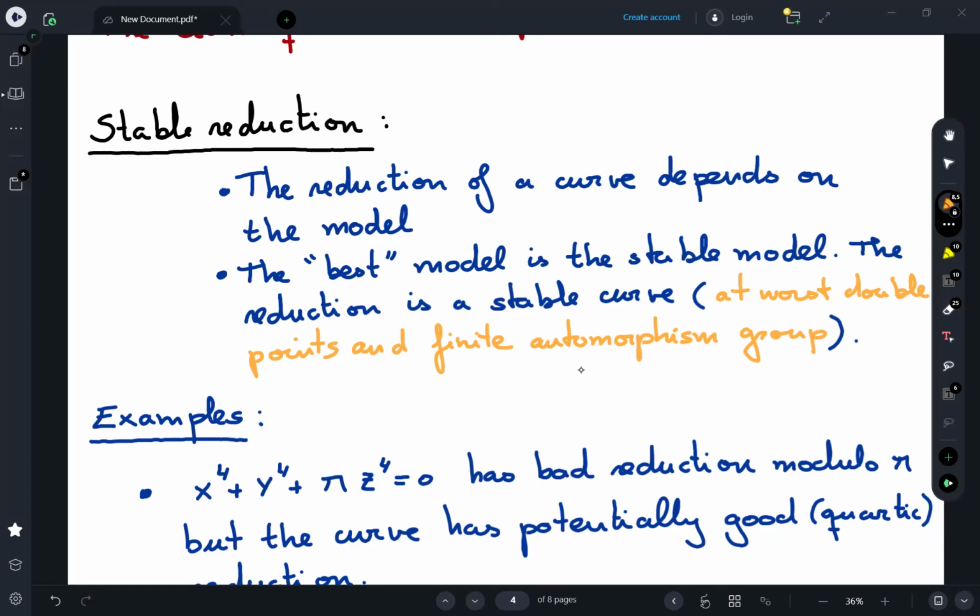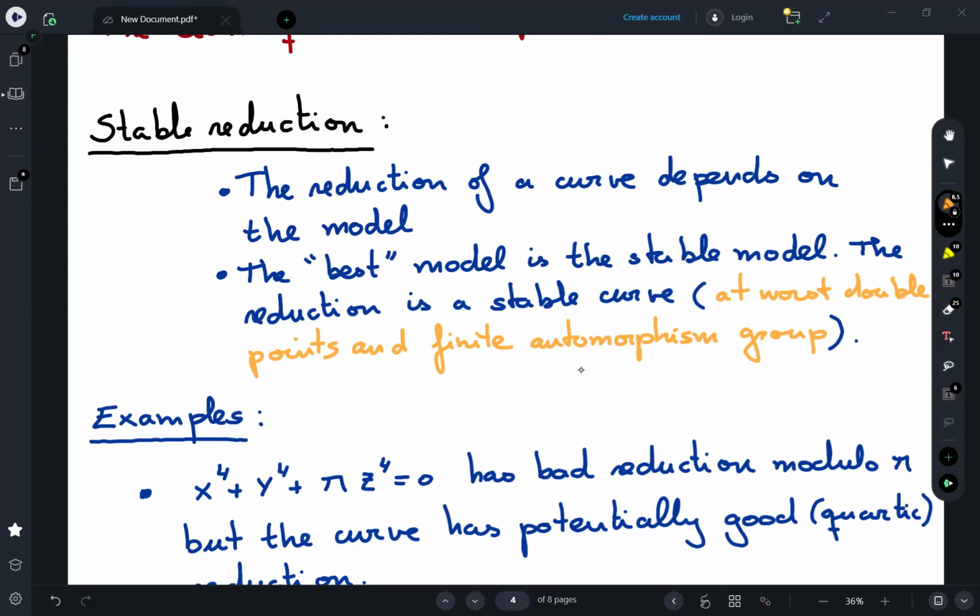And now imagine that you do something very naive, that is multiplying the equation of your curve by 7. Then, in characteristic 0, over the rationals, this is still a fine curve. You are just given the same equation. But now, if you do the reduction of this equation, you get 0.